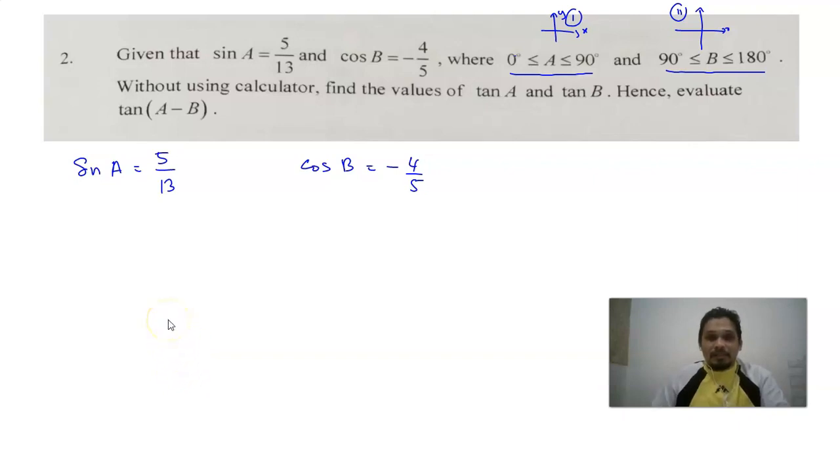Okay. So now we are going to find, without using calculator, the values of tangent A and tangent B, and then evaluate tangent A minus B.